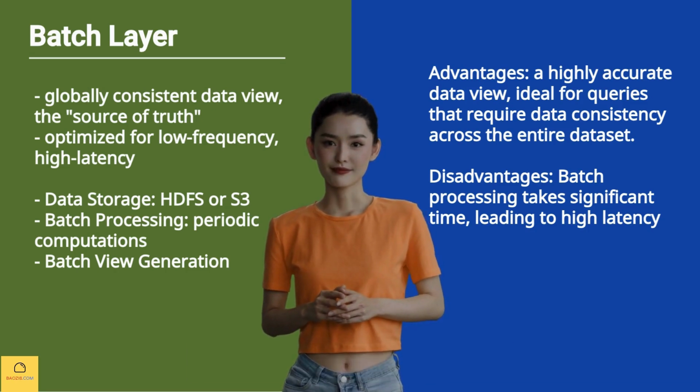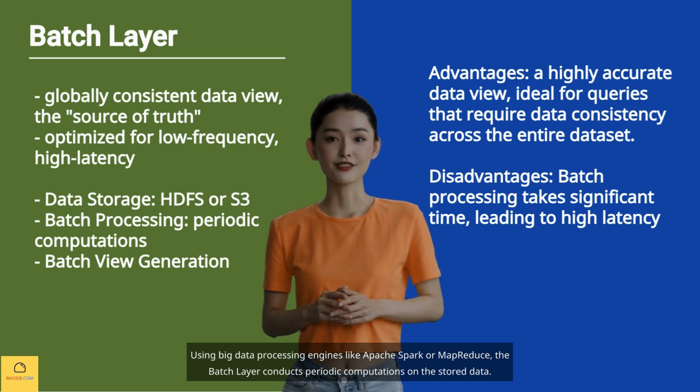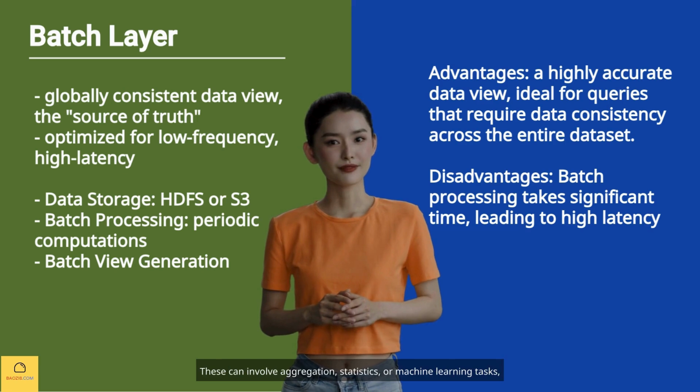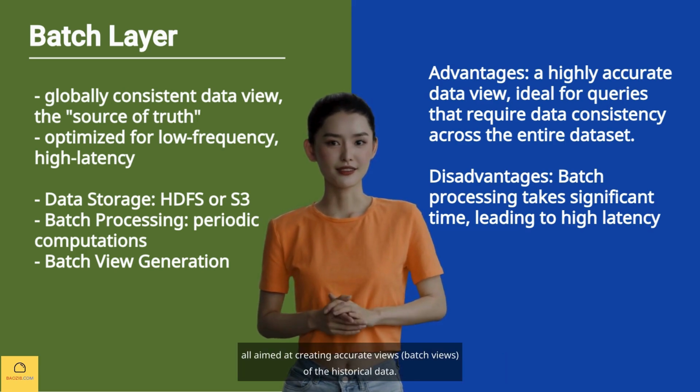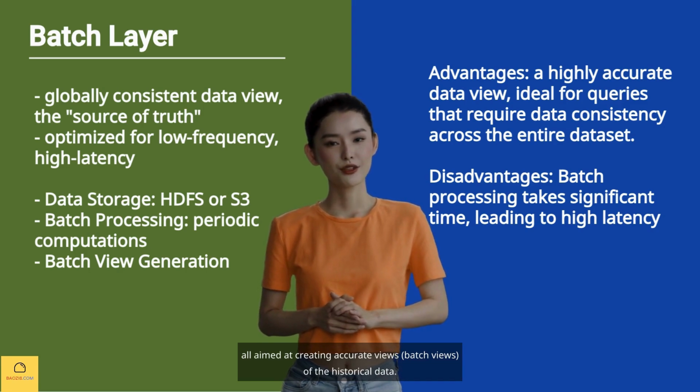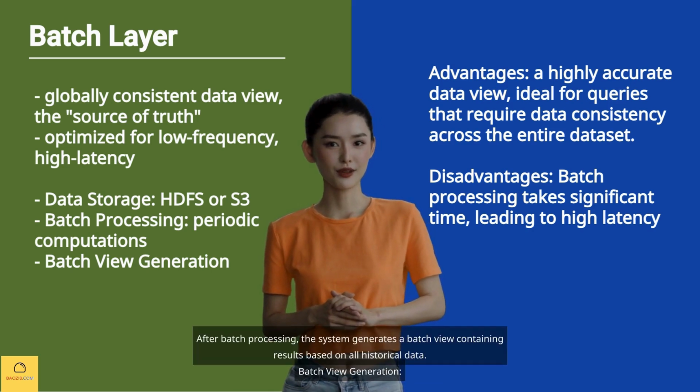Batch processing. Using big data processing engines like Apache Spark or MapReduce, the batch layer conducts periodic computations on the stored data. These can involve aggregation, statistics, or machine learning tasks, all aimed at creating accurate views, batch views, of the historical data.